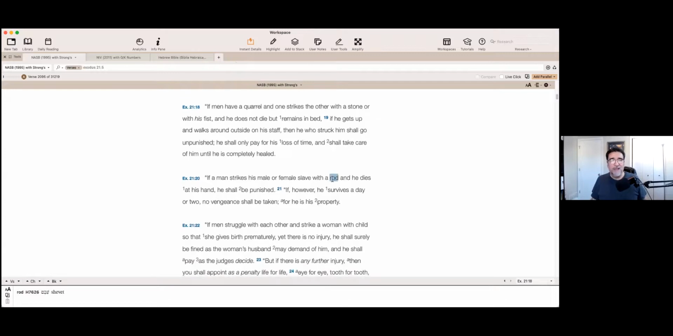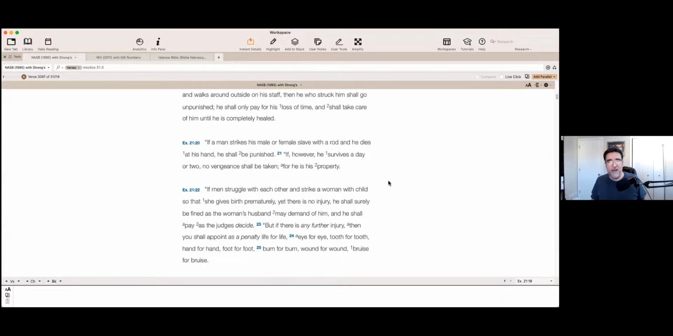Okay. If a man strikes his male or female slave with a rod and he dies at his hand, he shall be punished. If, however, he survives a day or two, no vengeance shall be taken, for he is his property. Okay. So this, I would need a good half an hour to an hour to really explain this fully. This similarly has to do with a severity of a particular injury. This here, if however he survives the day, the word here is the word amad, which means to stand.